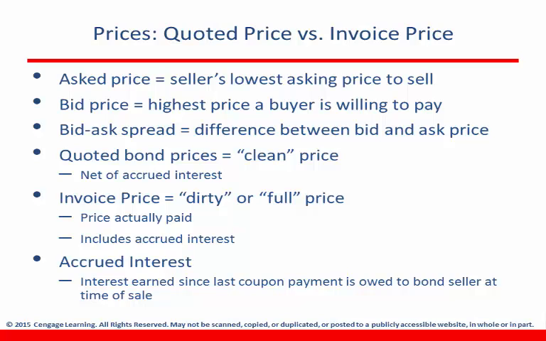And what is accrued interest? That's interest earned since the last coupon payment that is owed to a bond seller at the time of sale. What does that really mean? That accrued interest is really, if I buy a bond today and I'm halfway between or in the middle of a coupon payment, I have to pay back that half to the seller once I get that interest payment, right? Because that seller was holding the bond during that time, and that seller deserves that interest.